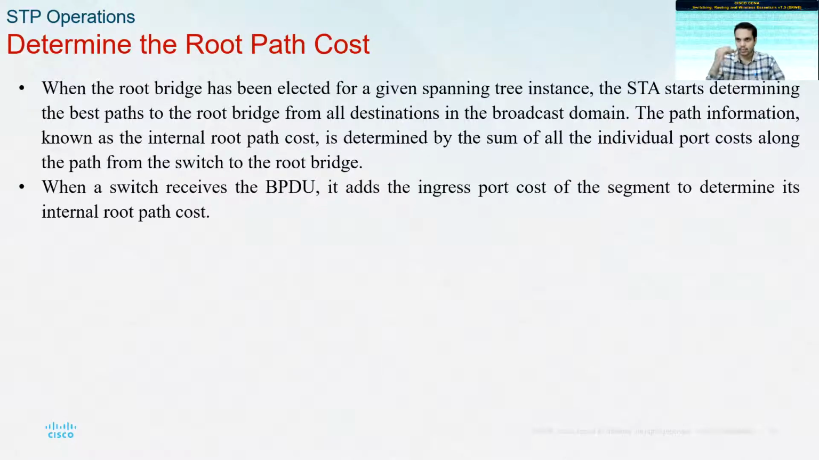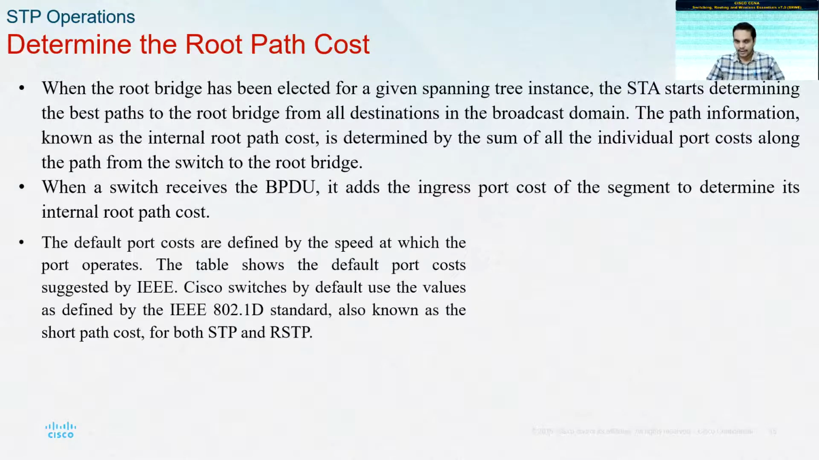If I'm talking about S1 till S5, if I want to find out the path cost, I need to find out each path cost till it reaches the destination. When a switch receives the BPDU, it adds the ingress port cost of the segment to determine its internal root path cost. So it might seem a little bit confusing, but it is straightforward.